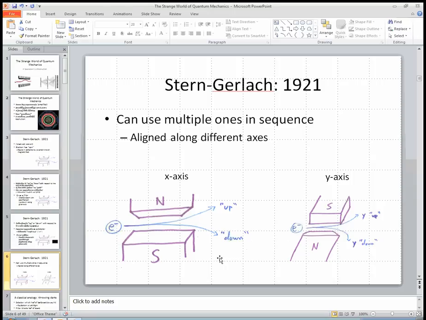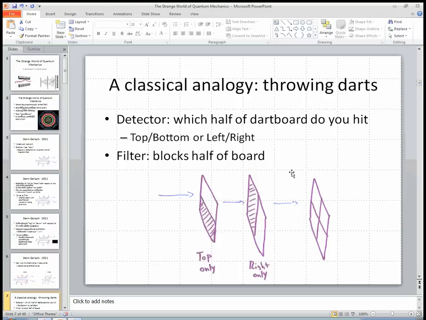Okay, let me give you a classical analogy to this, because it's really not important exactly how the mechanics of spin and magnetic fields and all that kind of thing works for what I'm talking about. Let's look at a very simple classical analogy. We're going to throw darts at a dartboard. And the dartboard has four quadrants, the top left, top right, bottom left, bottom right. And so they're coming through here, and we're seeing them in perspective. That's why they look like parallelograms.